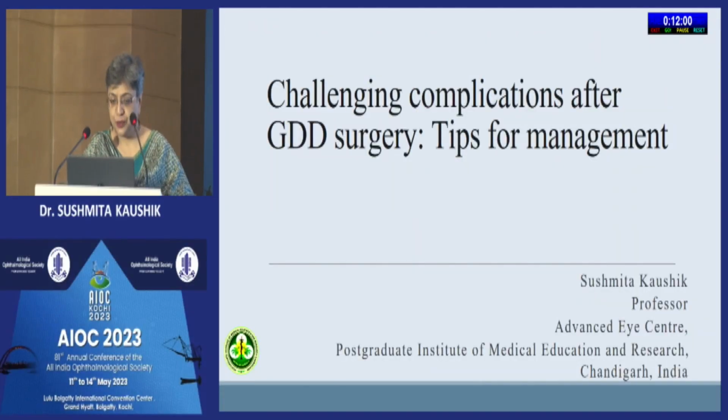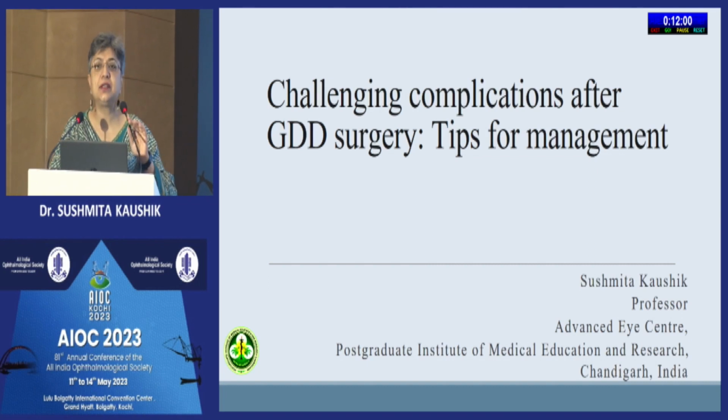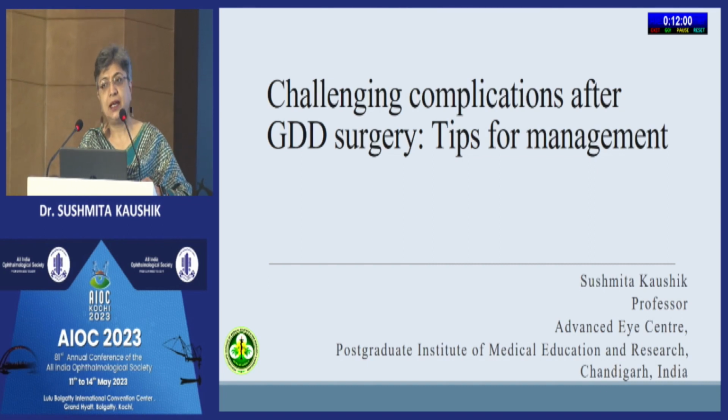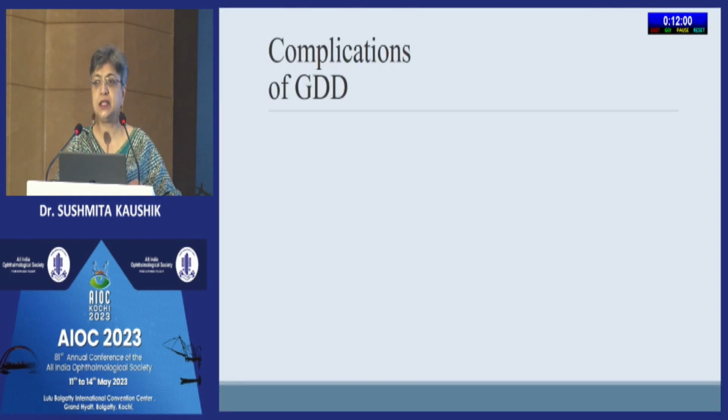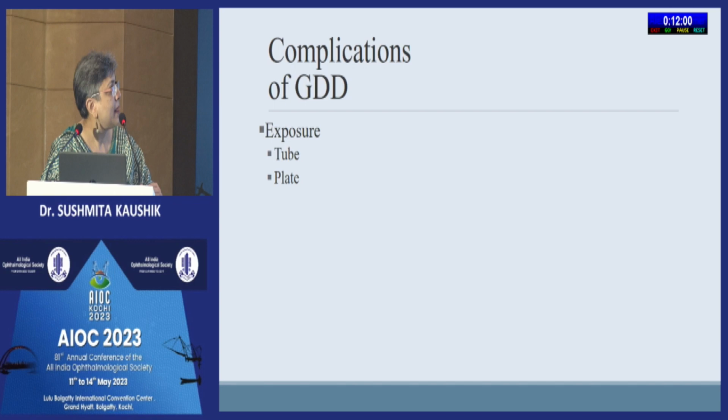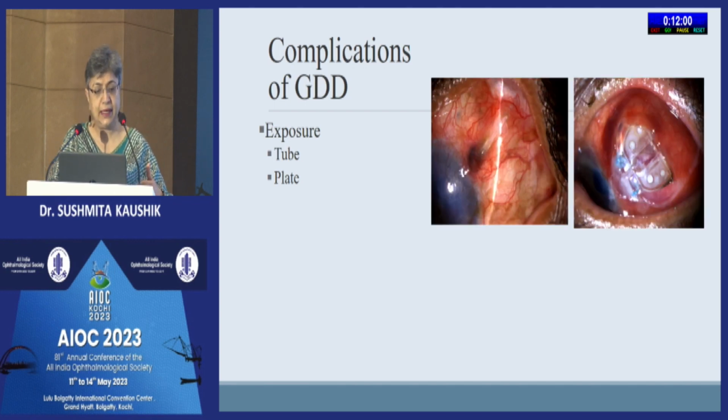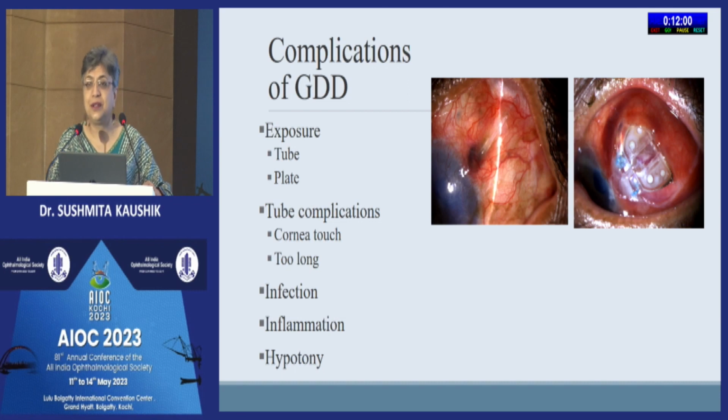So, we'll be talking about challenging complications after glaucoma drainage surgery and a few tips of management. They're all individual. Once you start doing this, everybody has their own way of dealing with these complications. These are just our perspectives. So, the complications could be an exposure of the tube or the plate. This is very distressing to see when it comes, but it does happen. Once you're going to put in your tubes, be ready to face these horrible exposures.